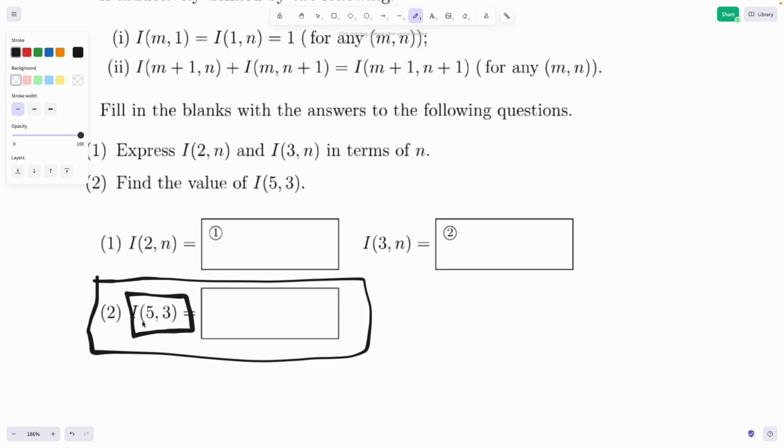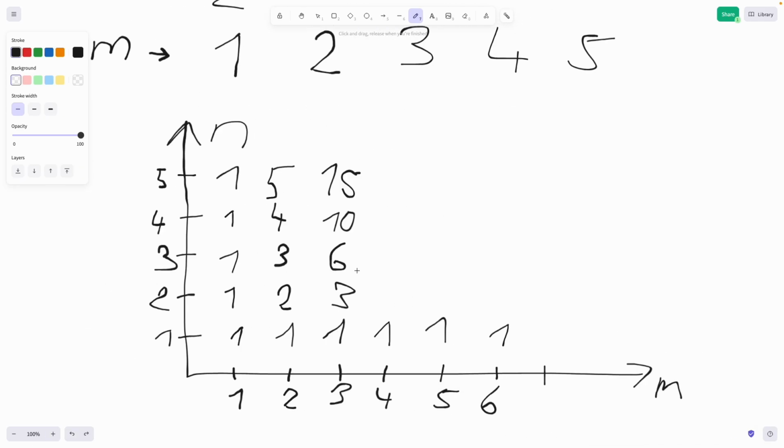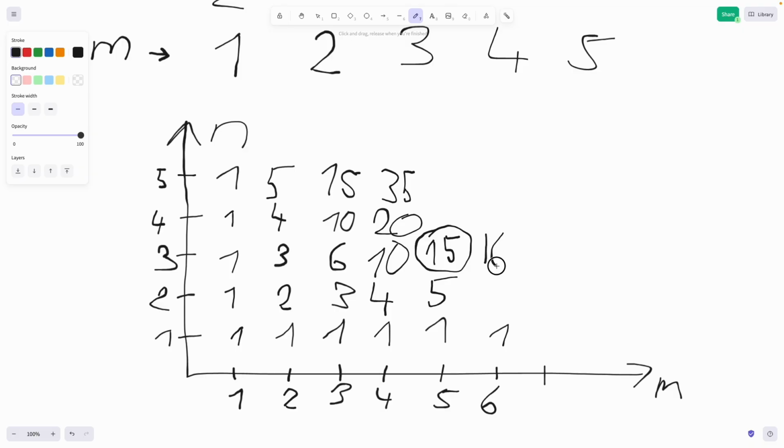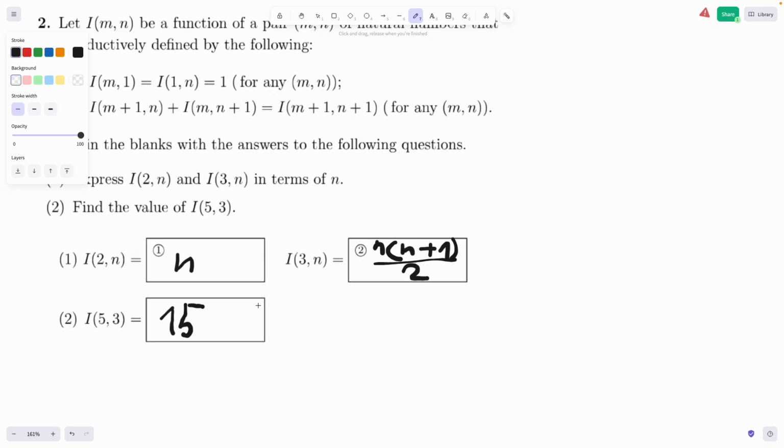Now, for the second part, we're just going to need to find the value at a certain index, which is going to be 5, 3. And what I like about this solution, this is going to be very easy to do. So we're just going to work our way up until m equals 5 and fill out the rest of the matrix. And right here we can stop because this value is the value of I at index 5, 3. And this is going to be our answer, and thus we are done.